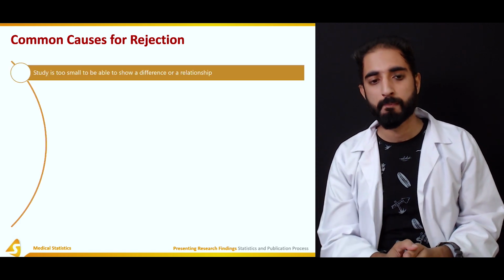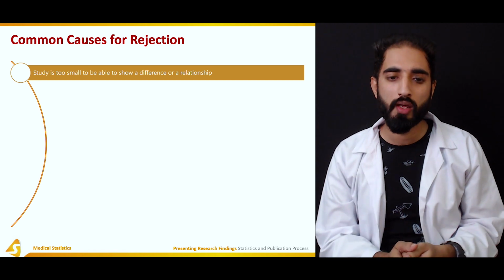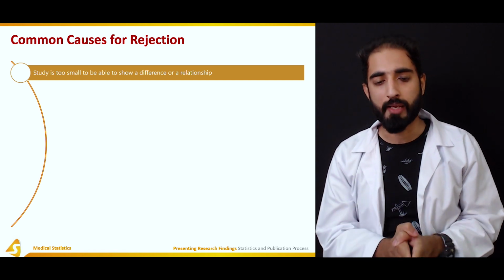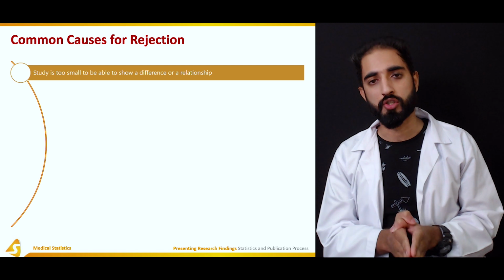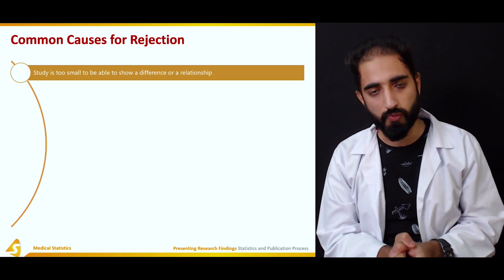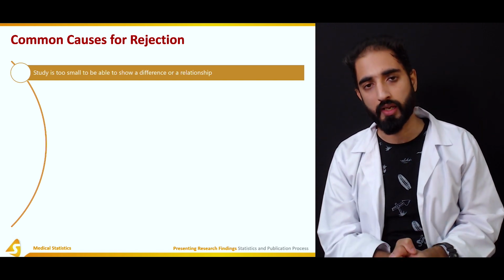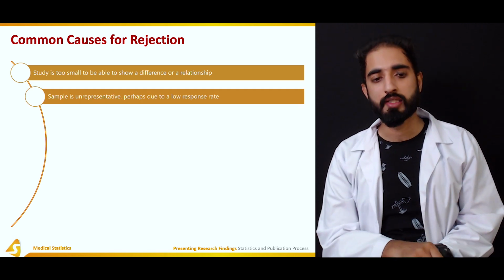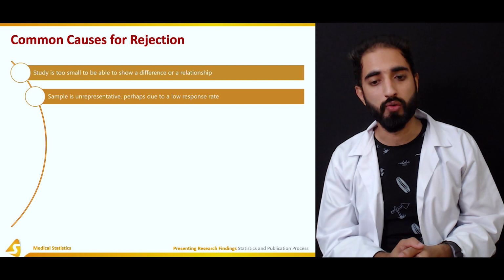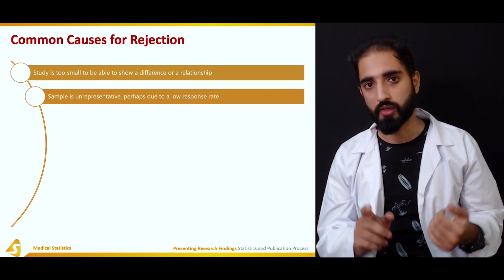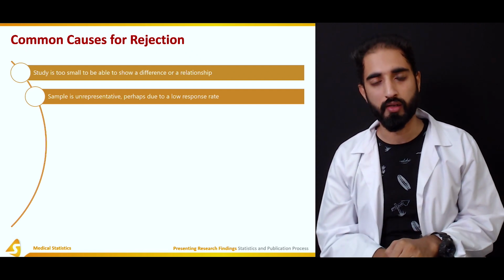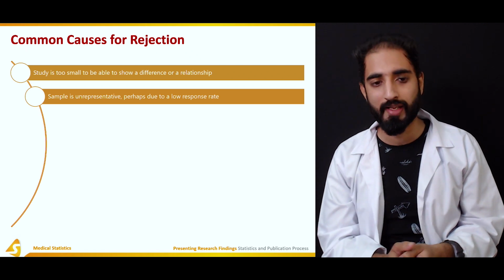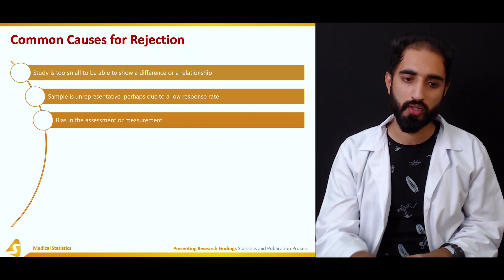So if a study is too small or it is not able to show a difference or relationship because the sample size was too small for that specific finding or aim and objective, then that can be a cause for rejection. Sample is unrepresentative, perhaps due to a low response rate and a great number of dropouts in an interventional study, for example. So that can also be a cause for rejection.